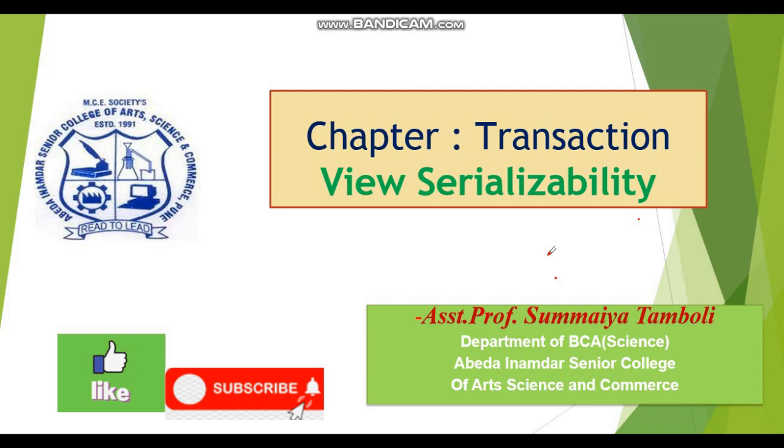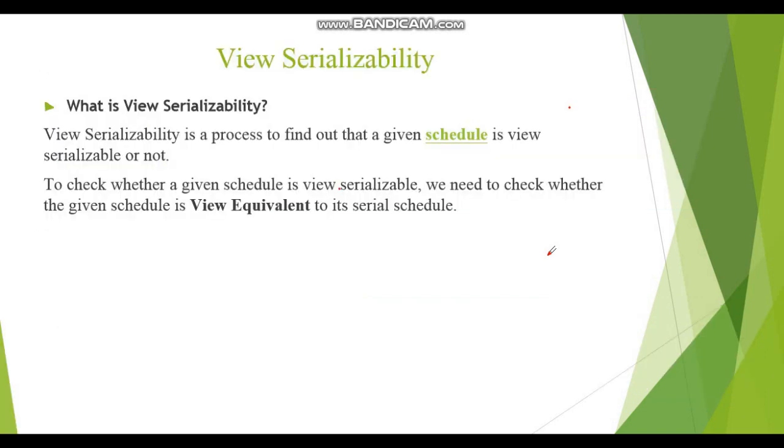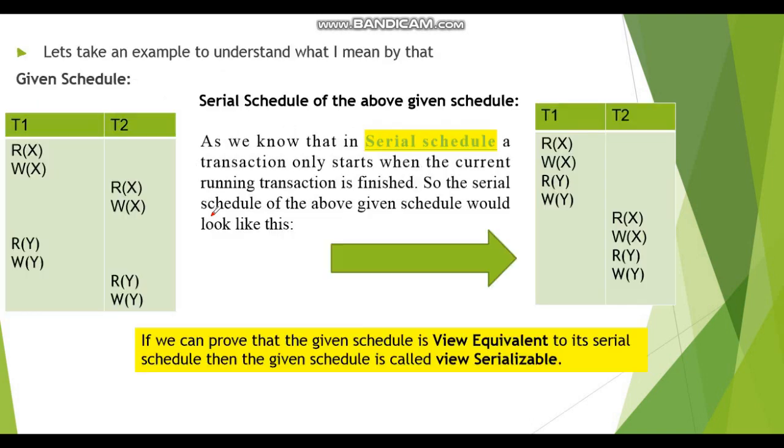Today we are going to see view serializability of the chapter transaction. In the previous video, we have already seen the concept of conflict serializability. Now we will see view serializability. What is view serializability? View serializability is a process to find out whether a given schedule is view serializable or not. To check whether a given schedule is view serializable, we need to check whether the given schedule is view equivalent to its serial schedule. Okay? And then we can say it is a view serializable schedule.